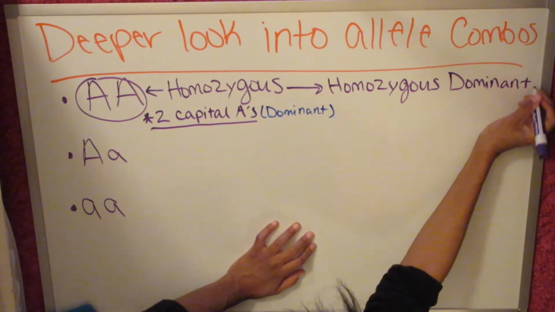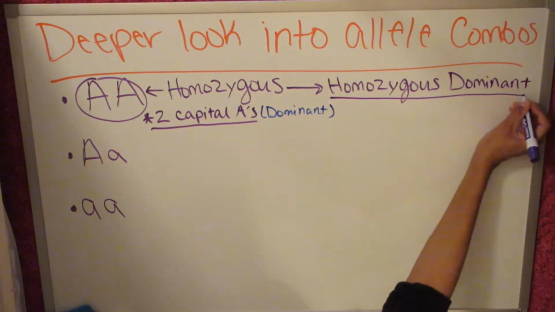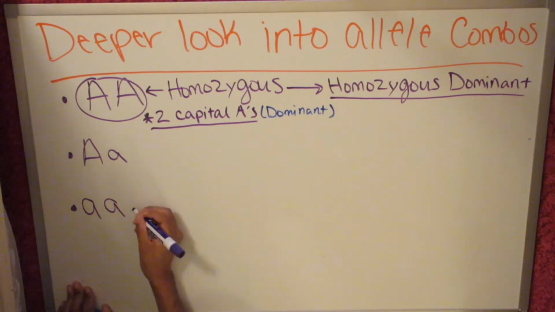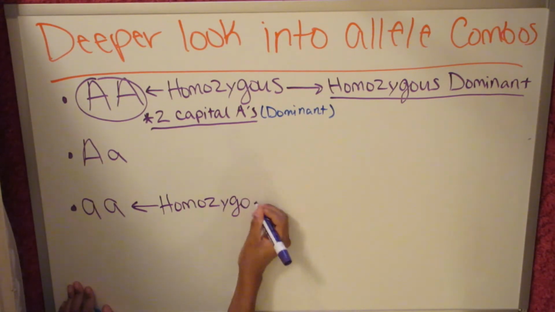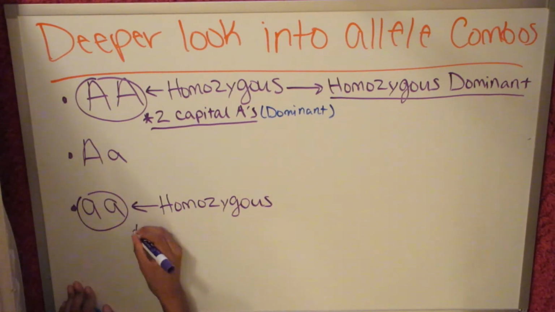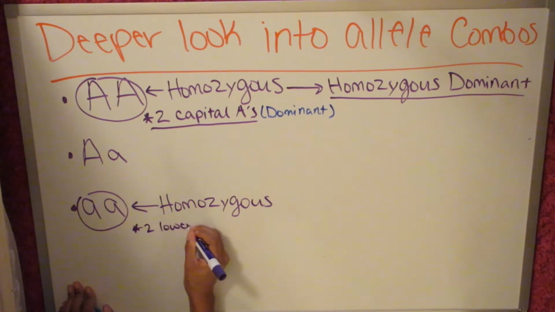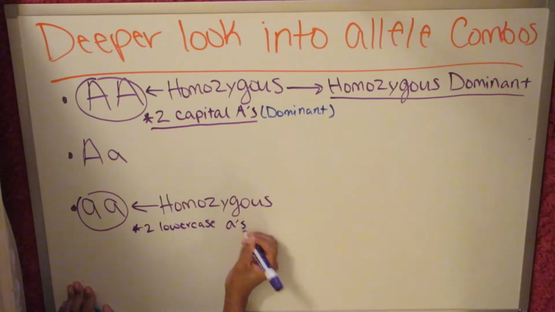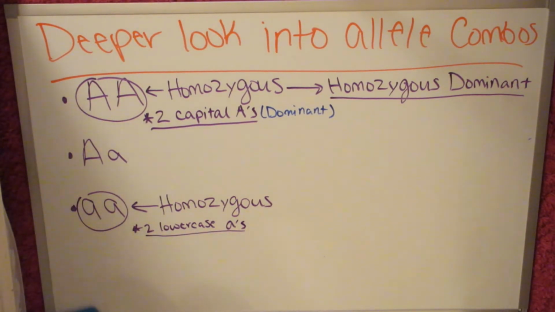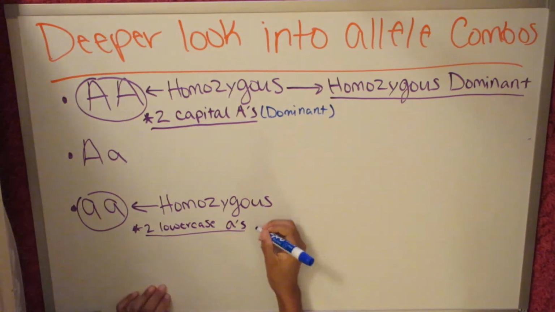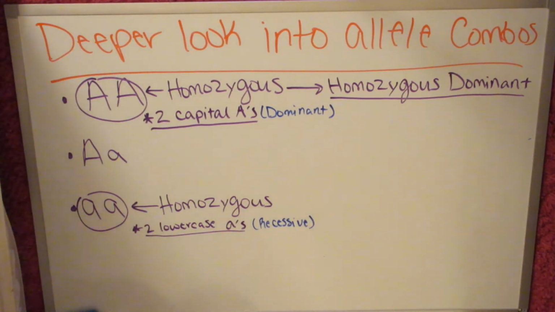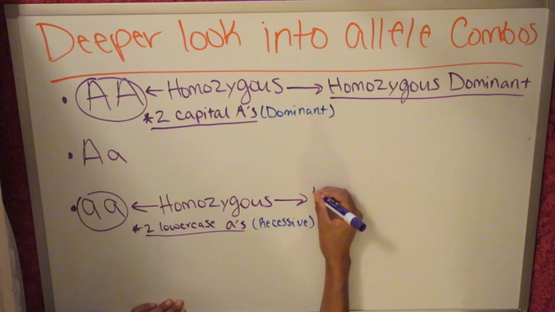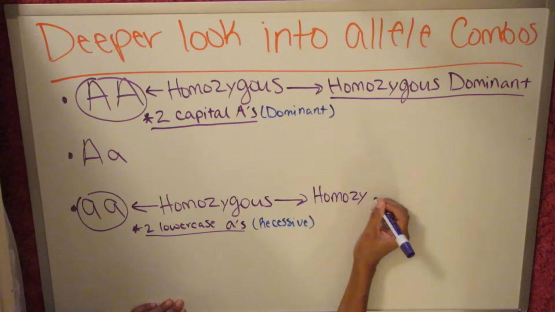But then if we look down at the bottom, you say, well, that one is homozygous too, but there's a difference about this one. Let's look at it. There are two lowercase a's. Now, what does the lowercase a mean? Let's think about it. Lowercase a means that that is a recessive allele. So when you have two recessive alleles, and we already know it's homozygous, this is going to be homozygous recessive, since we have two of the same recessive alleles.